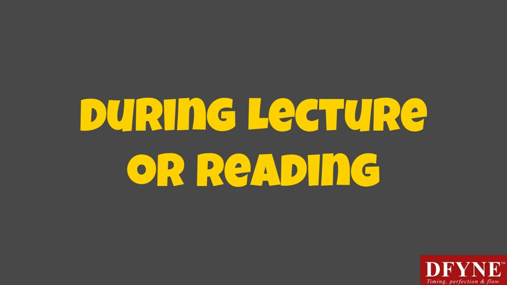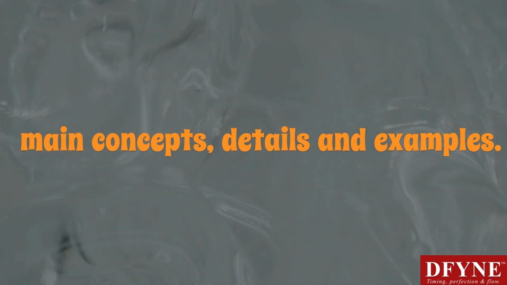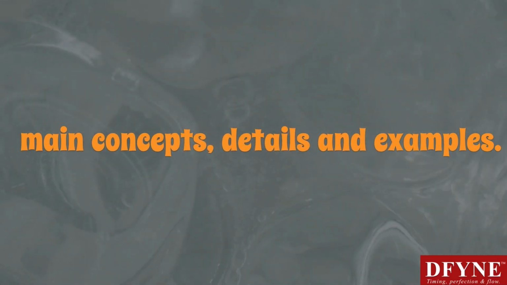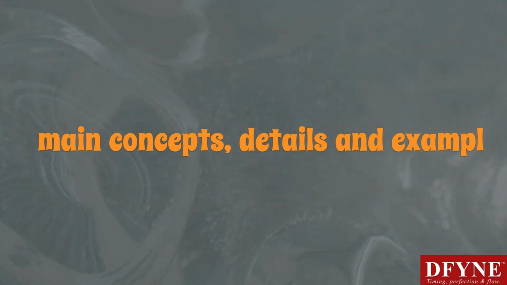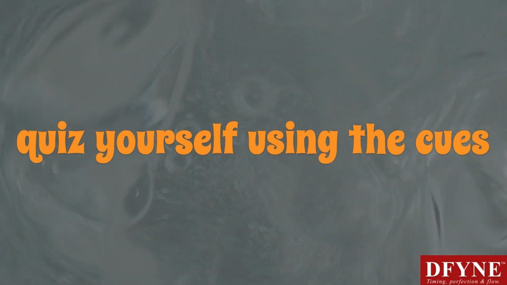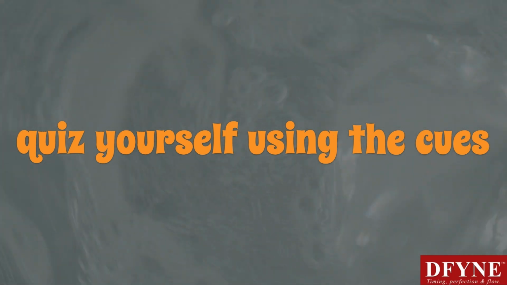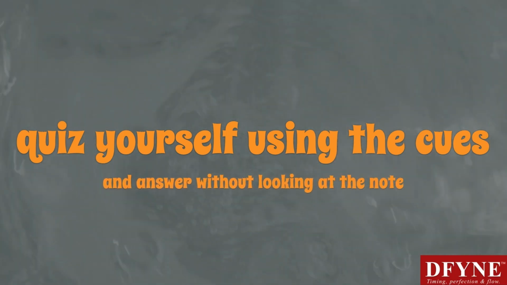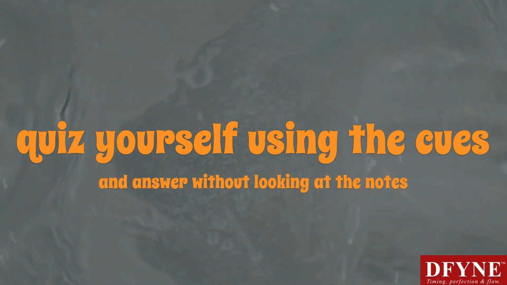During the lecture or reading, use the note-taking area and jot down the main concepts, important details, and any relevant examples. After the lecture or reading, cover the note-taking area and quiz yourself using the cues in the cue column. Try to recall the information without looking at your notes.